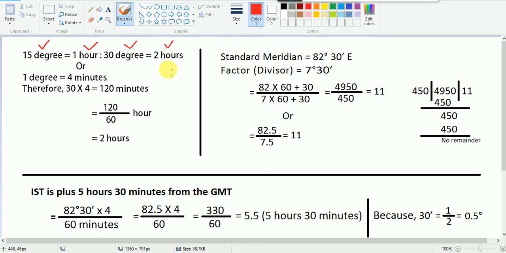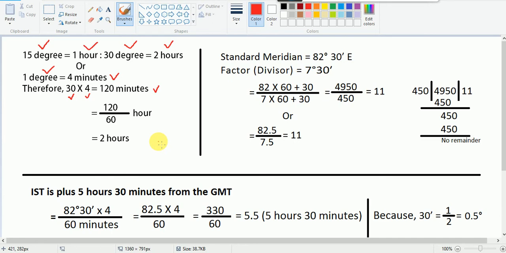We have a time difference of 2 hours, since 15 degree is equal to 1 hour, or 1 degree is equal to 4 minutes. Again, if you divide it, for every 1 degree longitude, we have a time difference of 4 minutes. Therefore, if you multiply 30 degree by 4 minutes, then we will get 120 minutes. 30 multiplied by 4 is 120.